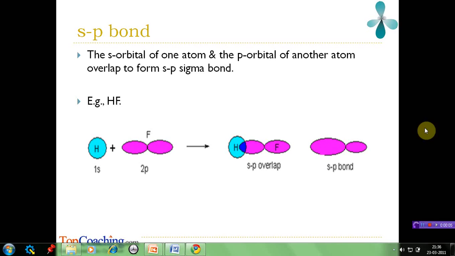The next type of sigma bond is the SP bond. As the name itself indicates, S orbital of one atom overlaps with P orbital of another atom to give rise to SP sigma bond. Its example is hydrogen fluoride, in which one S orbital of hydrogen atom with one electron overlaps with one P orbital of fluorine atom, which also has one electron. Please keep in mind that out of the three P orbitals, two will be completely filled, whereas one will be half filled in the outermost valence shell of fluorine atom. So that half-filled orbital will overlap with one S orbital of hydrogen atom to give rise to a sigma bond, which is SP in nature.